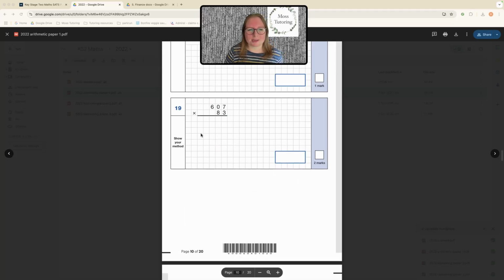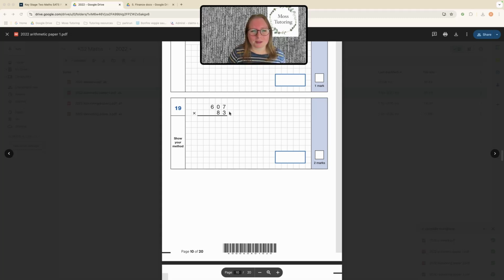Okay, let's take a look at question 19. This is a 2-mark question and it says show your method. So this is something you need to make sure that you're doing. So even if you make some multiplication errors in this one, you could still get at least 1 mark for this question. So make sure that you're doing that. Okay, so pause the video and have a little go at this one.